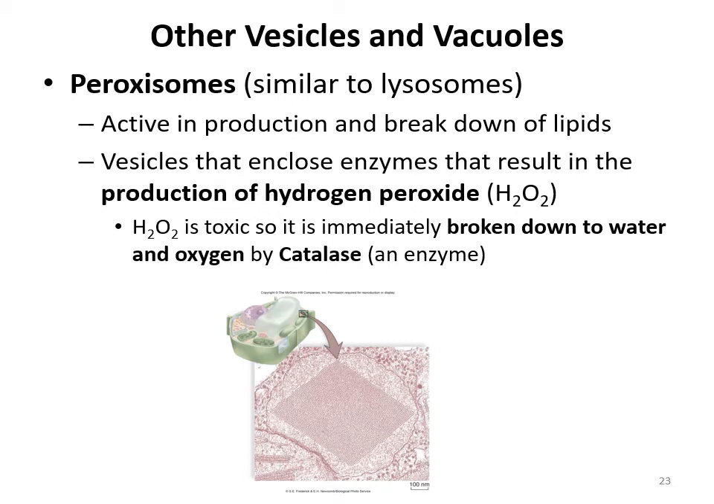But at the same time, the rest of the cell has to be able to protect itself. So sometimes they will have what's called catalase, just in case any of that hydrogen peroxide gets out of the peroxisome. The cell will be safe because through catalase, it's able to break down that hydrogen peroxide into water and oxygen, which is safe for the cell.